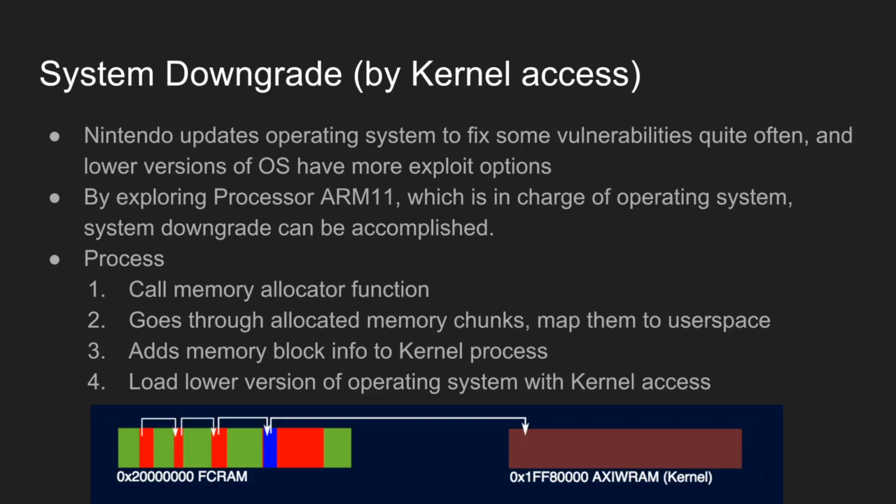So first call the memory allocator function, and then go through the memory chunk and map them to the user space. Then add memory block information to the kernel process. After we have the kernel privilege, simply have the processor update the device with a lower version of the operating system.